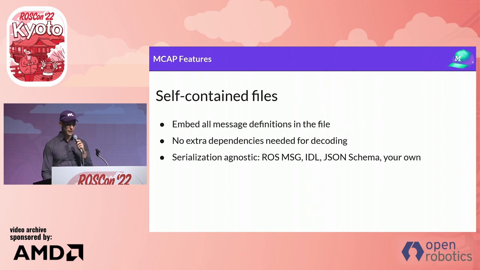The files are self-contained. In ROS, this means putting the message definitions in IDL. For another system, it might mean JSON schema or your own custom serialization format and the schemas for it. We want to make sure that any file can be dragged and dropped into a program and fully parsed as long as we understand what's in it. We don't want to go requesting auxiliary data just to decode it.